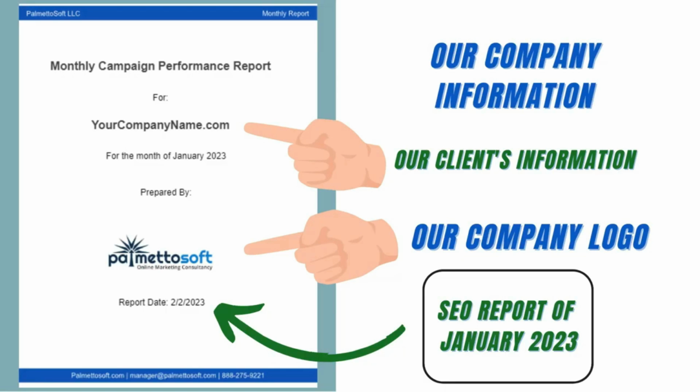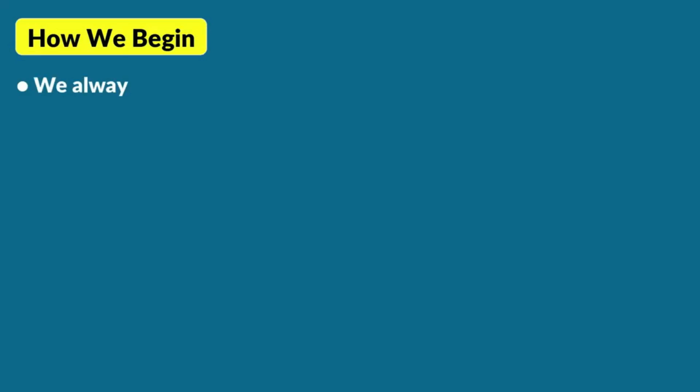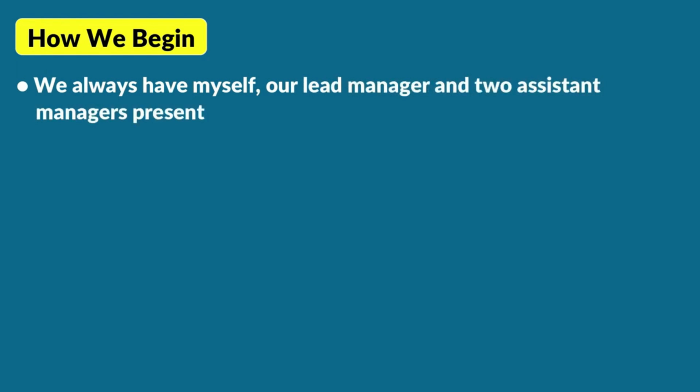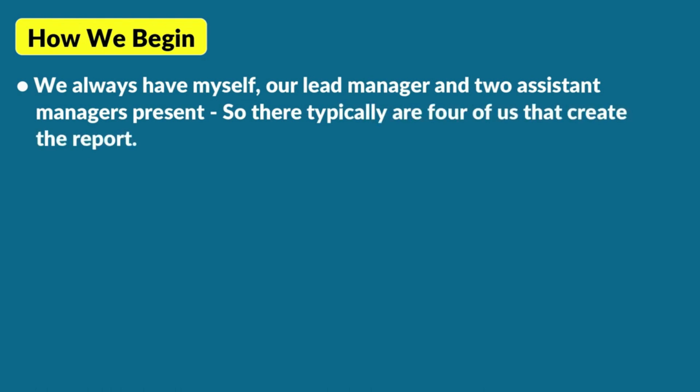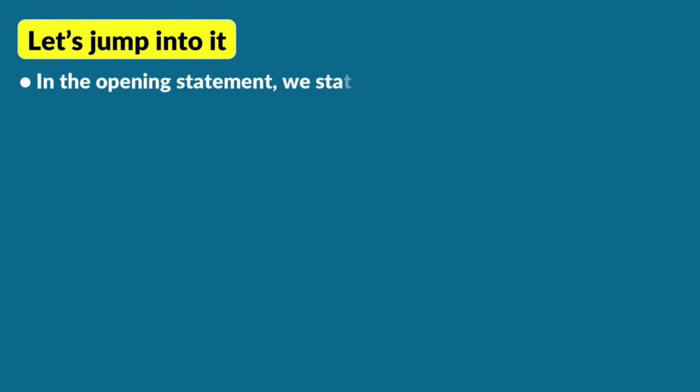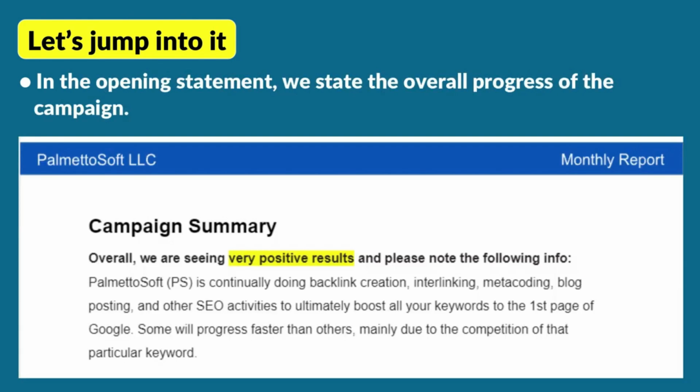So if the date is, for example, February 2nd, we are doing the performance report for the month of January, okay? And much of this data has been pulled from sources such as Google Analytics and other third-party sources. How we begin. We always have myself, our lead manager, and 2 assistant managers present, so there typically are 4 of us that create the report. Let's jump into it. In the opening statement, we state the overall progress of the campaign.